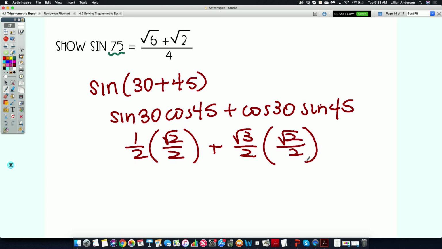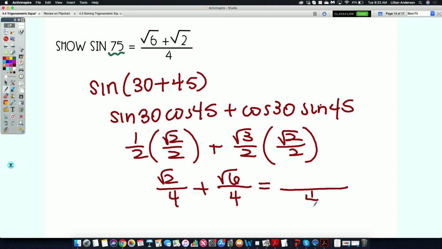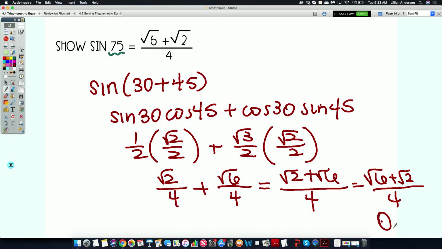And then you multiply, it becomes the square root of 2 over 4 plus the square root of 6 over 4. And of course, if they have the same denominator, you can put them over the same one, okay? And so that is how we get the square root of 6 plus the square root of 2 all over 4.